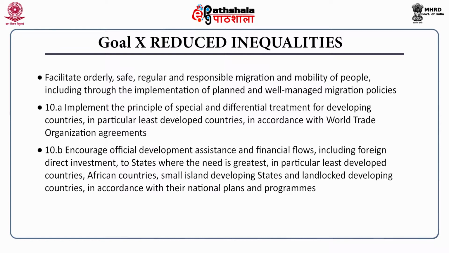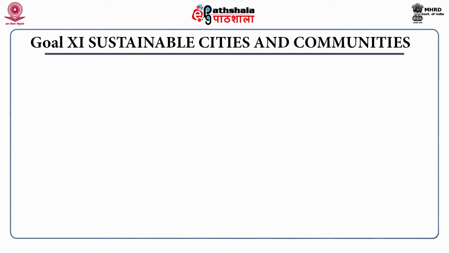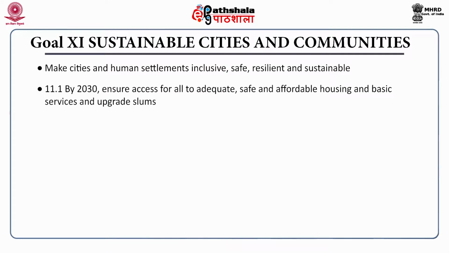And finally, reduce to less than 3% the transaction costs of migrant remittances and eliminate remittance corridors which cost higher than 5%. Goal number 11, sustainable cities and communities. Make cities and human settlements inclusive, safe, resilient and sustainable by ensuring for all access to affordable housing, basic services and upgradation of slums.